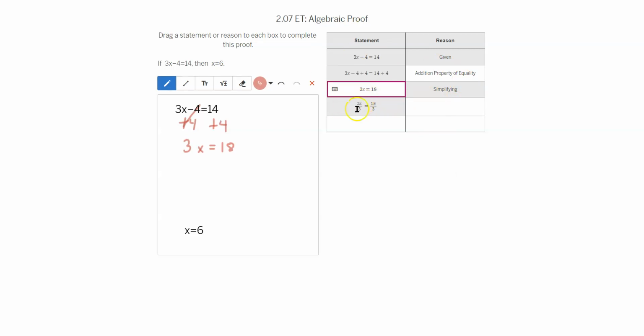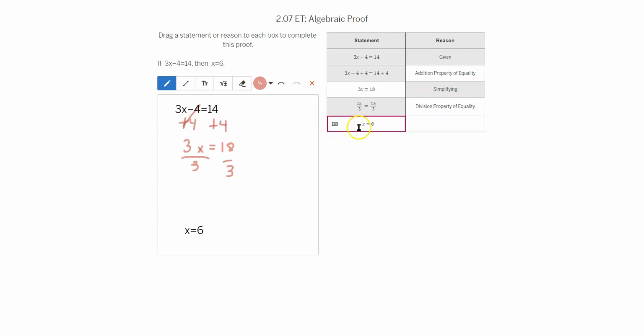Now, 3x divided by 3 equals 18 divided by 3. Oh, we divided both sides by 3 here. That is division property of equality. Then we find that x equals 6, just as they told us.